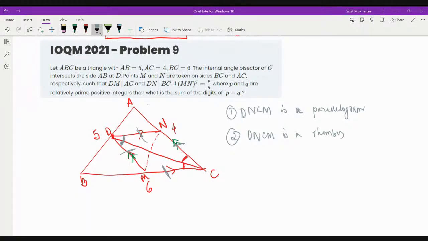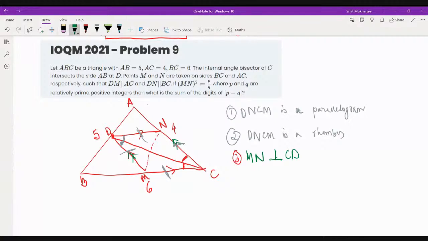All the sides are equal. So how do you approach next? So observe that MN, therefore it just implies that MN and DC, the diagonals of a rhombus, are perpendicular to each other. So MN is perpendicular to DC. You get these properties just like that only.